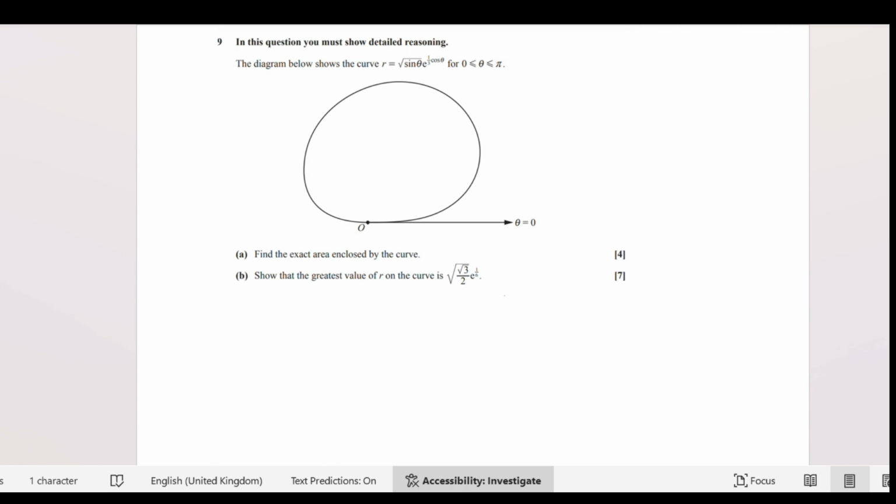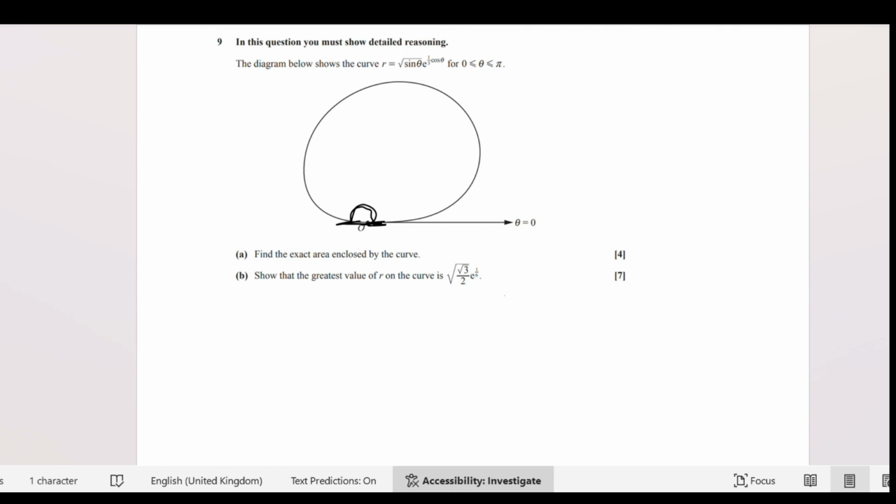As you can see, it starts at theta equals 0 and ends at theta equals pi, so it has gone through pi radians, or 180 degrees, anti-clockwise. That's what you have to understand from this diagram. Not too much else is really that important. Part A says: find the exact area enclosed by the curve.